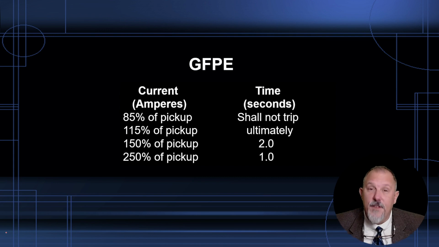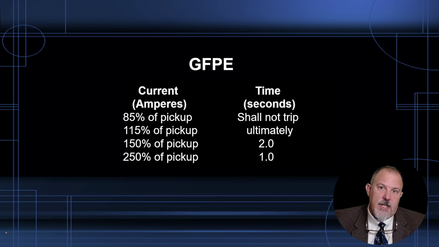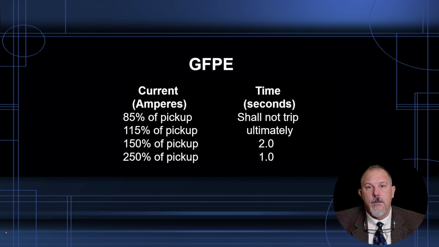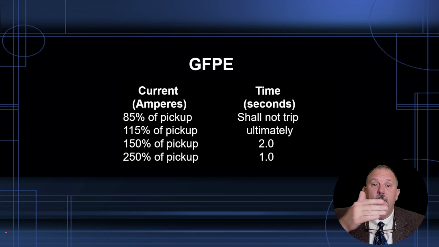At 150%, so at 150 milliamps, it has 2 seconds to trip. And at 250 milliamps, it has 1 second to trip. So remember, GFPE is there. Now, this is your maximum clearing times. In some cases, we can program a faster clearing time. So this is your maximum settings. You can create a device that has dials that you can set to trip faster and at lower pickup points, if that's what you want.